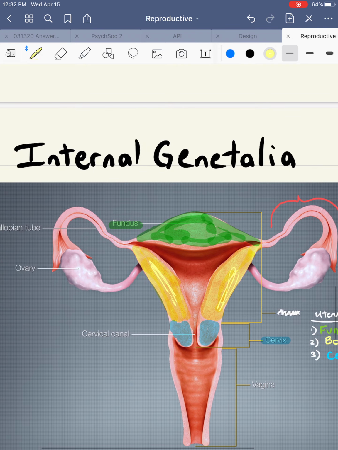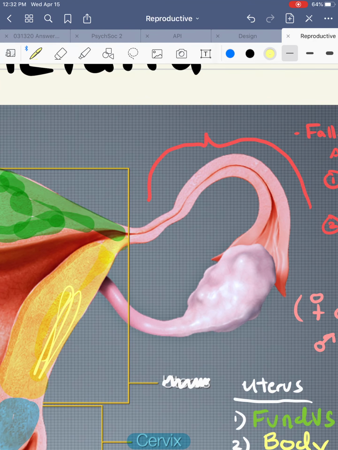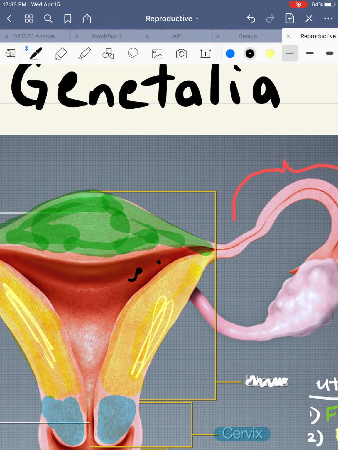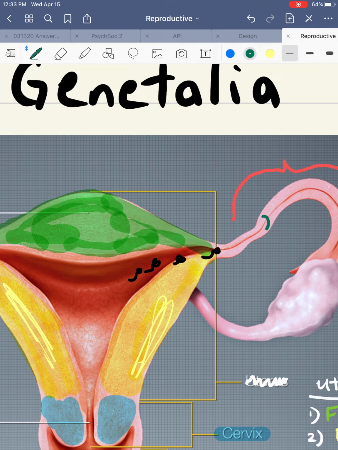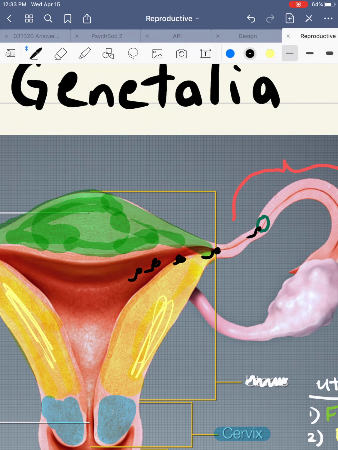Right? The next part I like to talk about is the fallopian tube, right over here. The fallopian tube is where fertilization occurs between an egg and a sperm. Now, I'm saying fertilization. What I mean is, let's say there's sperm swimming up, right? The egg, let's say the egg is right over here, right? That fertilization occurs right over here, which is the fallopian tube.